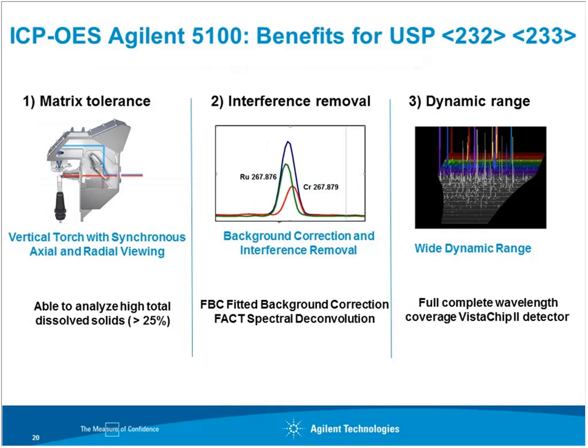So I just wanted to pull out a couple of things that will be really beneficial to the 232, 233 methodologies. And one I already mentioned was the matrix tolerance with the vertical torch, the synchronous axial and radial viewing. Interference removal will also be important to work around those interferences that are possibly present in the product. And the dynamic range. So not only can we see relatively low levels, we can also see higher concentrations for some of these other metals that are going to be present in the drug product.